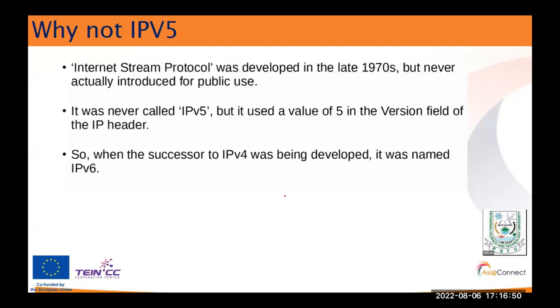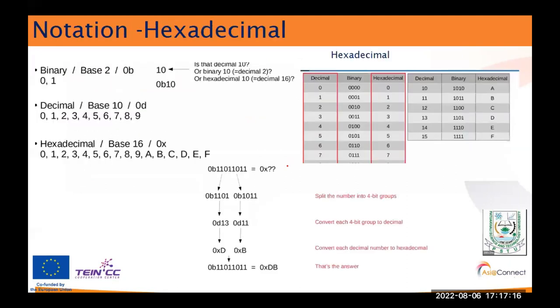So it was never called IPv4, but it used a value of 5 in the version field in the IP header in the Internet Stream Protocol. But they never called it IPv4. When the successor to IPv4 was being developed, it was named IPv6, basically not IPv5. This is one issue: why not IPv5 after IPv4?